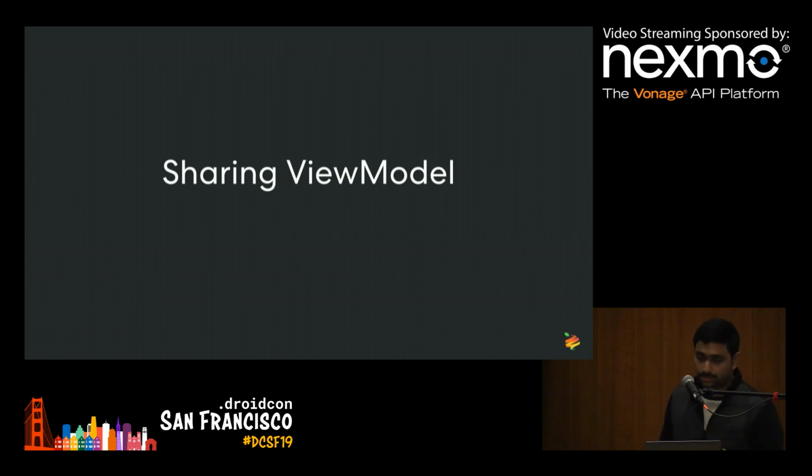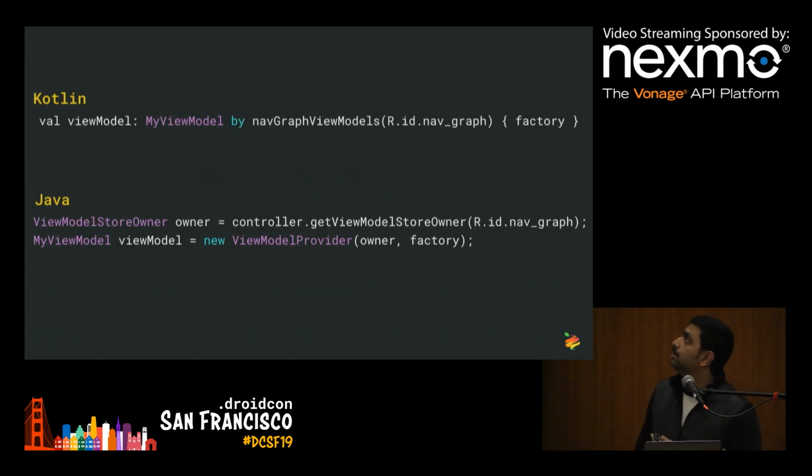The last thing is sharing ViewModel. As I said, you don't really have to scope your ViewModels to your activity or fragment anymore. You can scope it to your navigation graph. This is really useful in cases where you have a flow. Let's assume, again, a registration flow where you have 4 screens and you want a shared ViewModel between them, but you don't want them to be scoped to your activity because you don't want that ViewModel to be alive once the user is out of the registration flow. It's going to take up some memory, right?